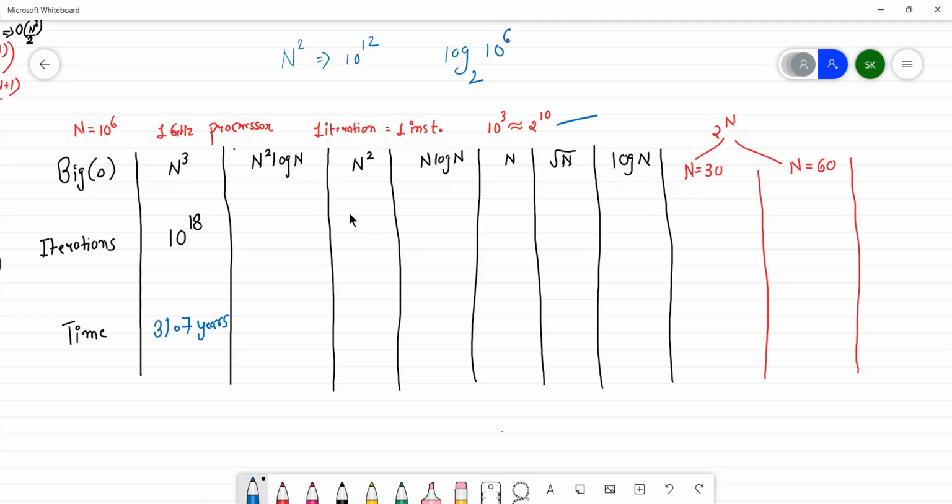I gave you some calculation over here: 10 to the power 3, assume it as 2 to the power 10. So 10 to the power 6 will be equal to 2 to the power 20.